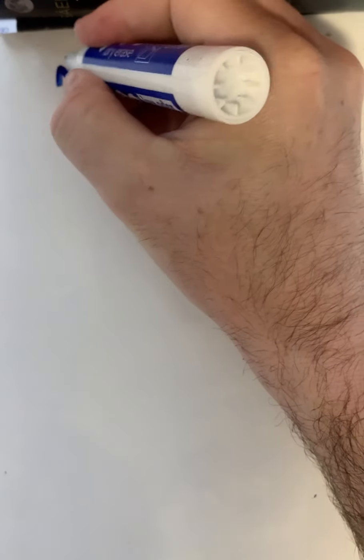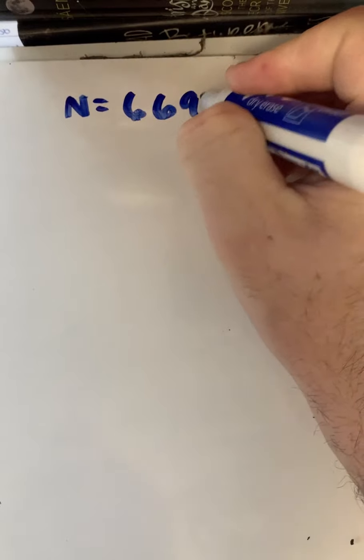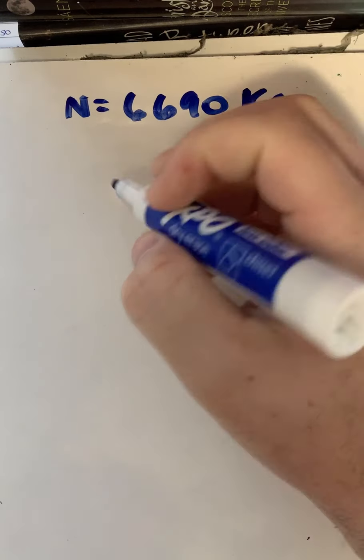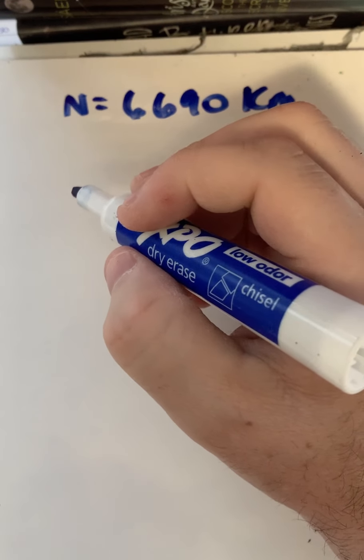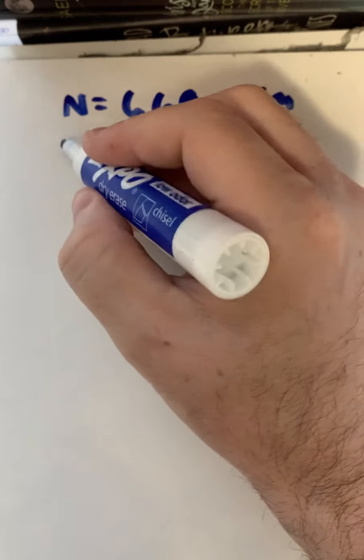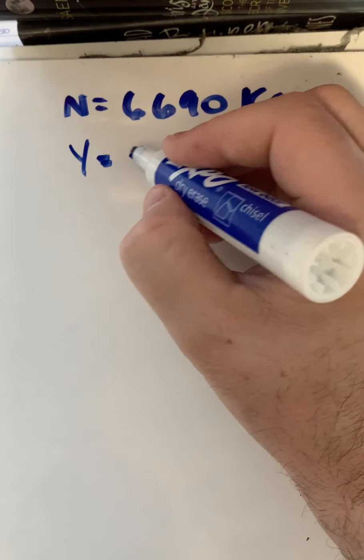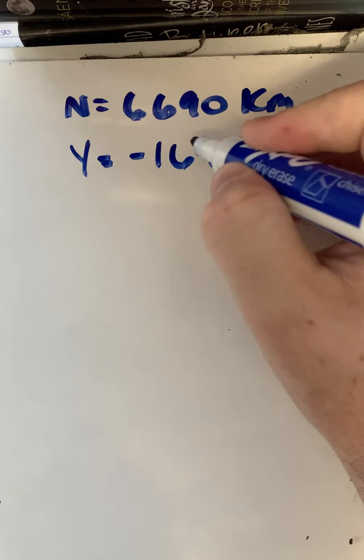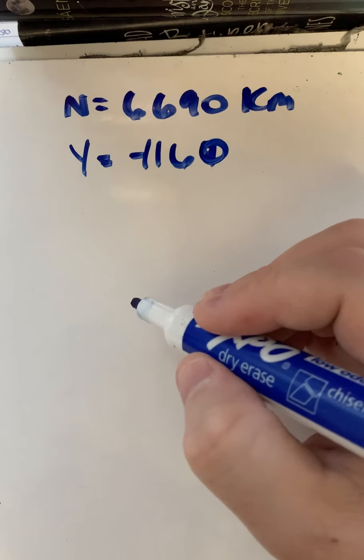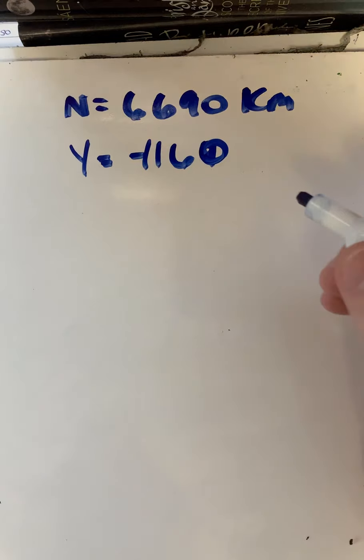Next one, the Nile River. The Nile is 6,690 kilometers long. This is 1,160 kilometers longer than the Yangtze River, right? So the Yangtze is minus 1,160. So how long is the river?